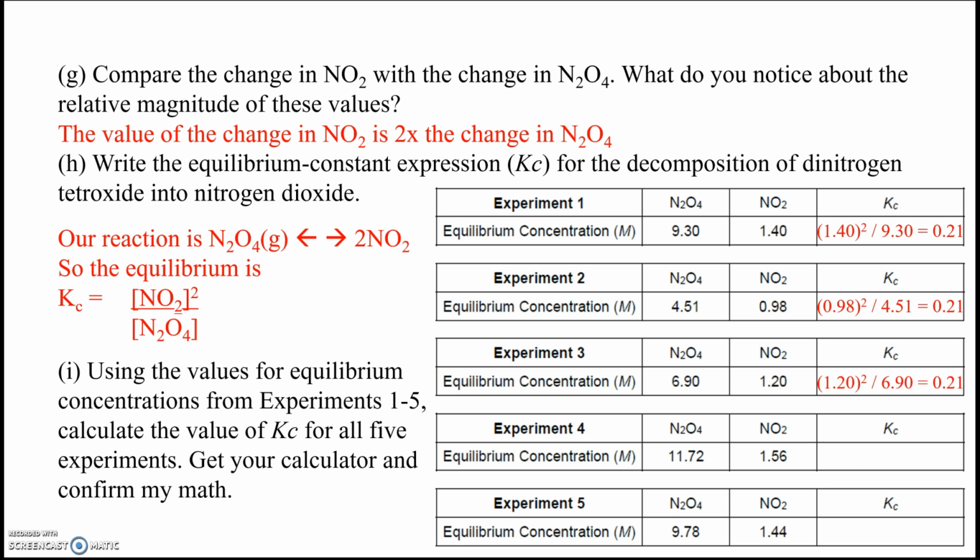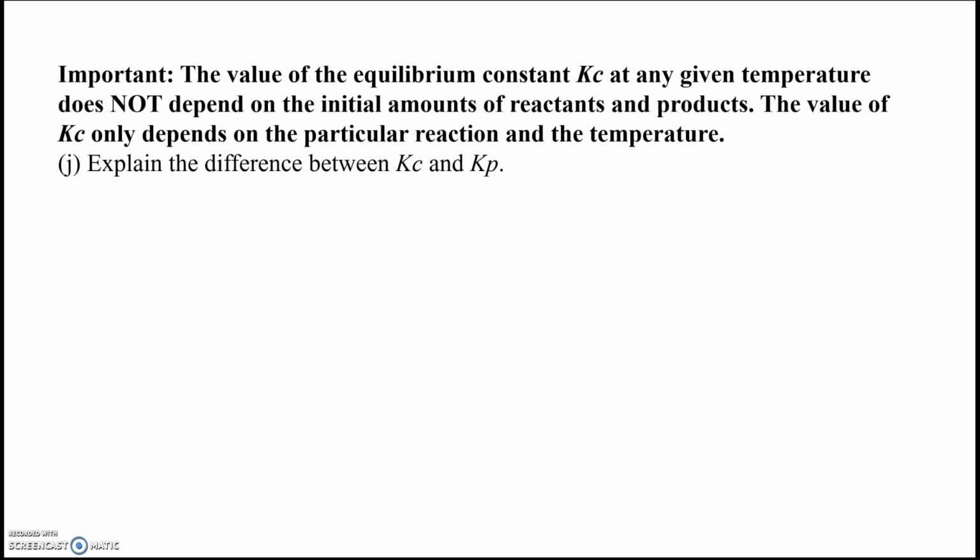And we do the same thing for experiments 3, 4 and 5. You should definitely spend a few seconds with your calculator doing the math on all of these and confirming that in all 5 cases, at least to 2 significant figures, the answer always ends up being 0.21. Now, it's important here: the value of the equilibrium constant at any given temperature does not depend on the initial amounts of the reactants and the products. It only depends on the particular reaction that we're doing and the temperature at which we conduct it.